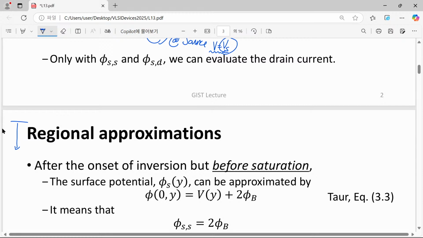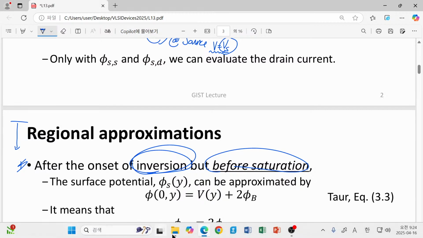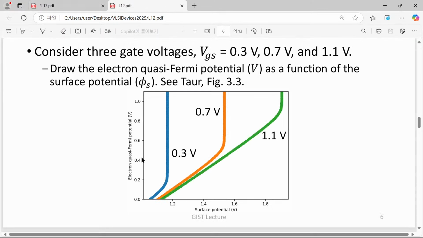These are existing regional approximations, but this is for inversion, and we will consider three different approximations. The first one is the inversion case, but before saturation. So simply speaking, what is it? When you come back to our previous lecture material 12, the thing we are currently talking about is that the channel is just located in this region.